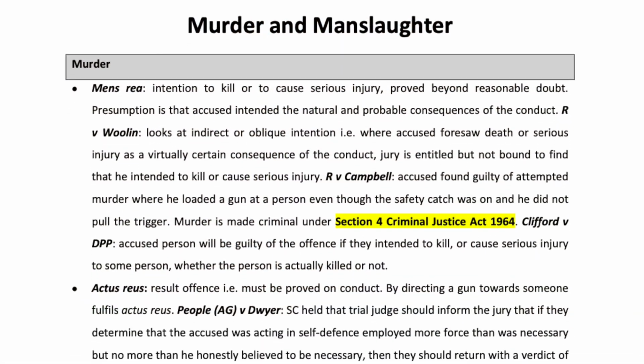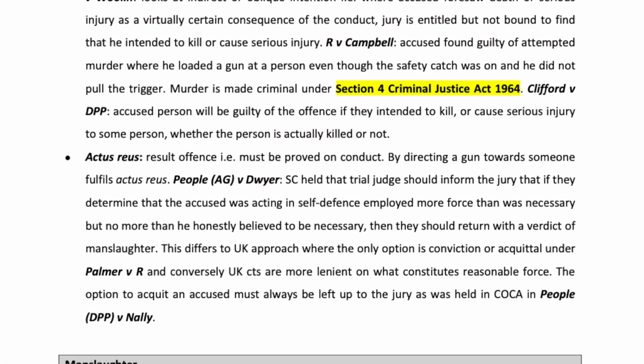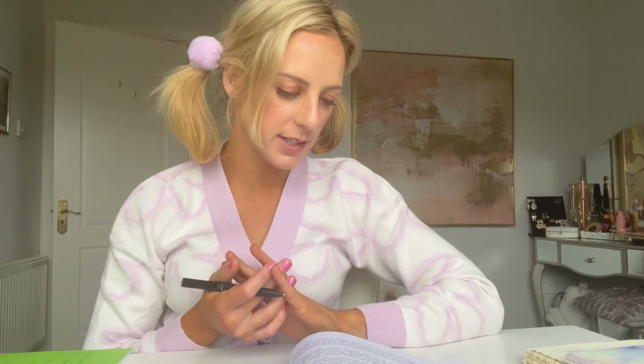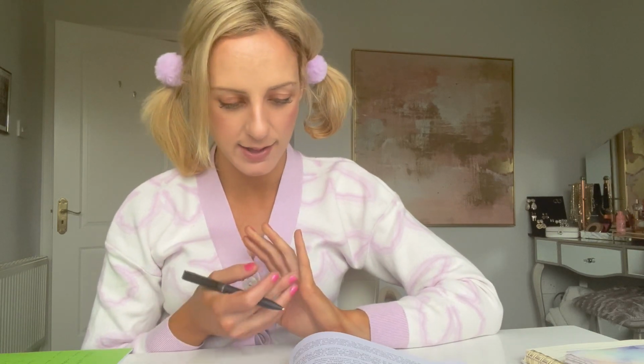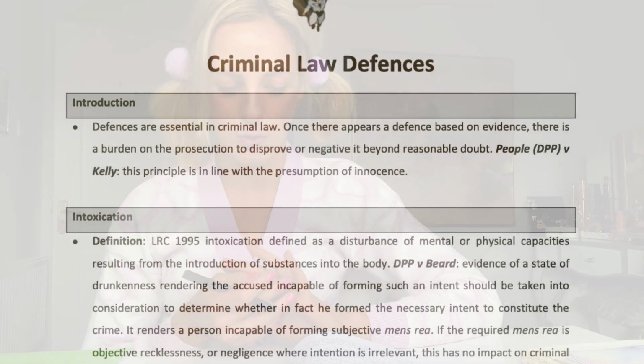So usually the very first question, if you look at a problem question and there has been killing, you have to decide if it's murder or manslaughter. Then you have to decide who is culpable. Is it one person or is there a joint enterprise? Then you have to decide, are there defences? For example, duress would be a defence.